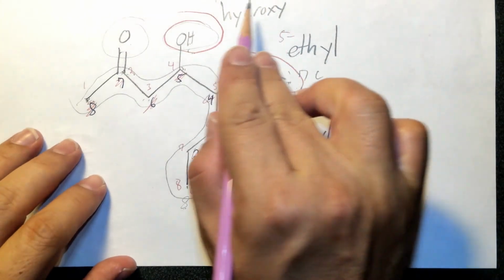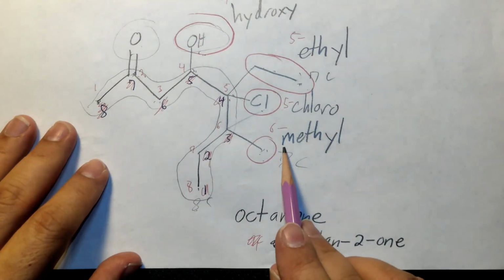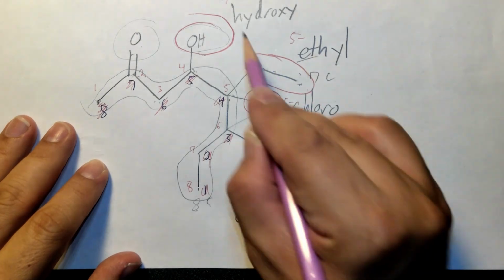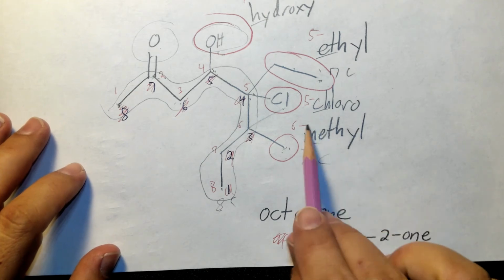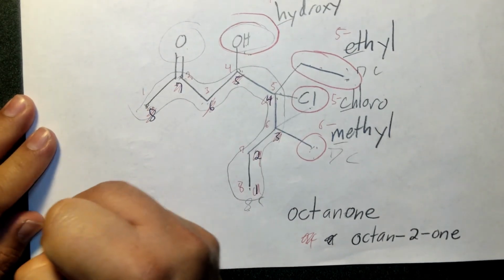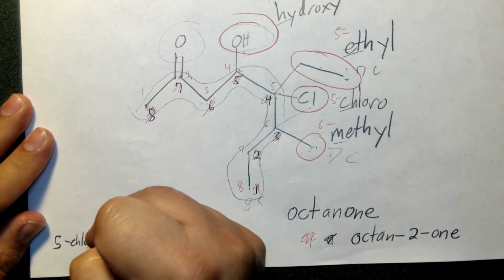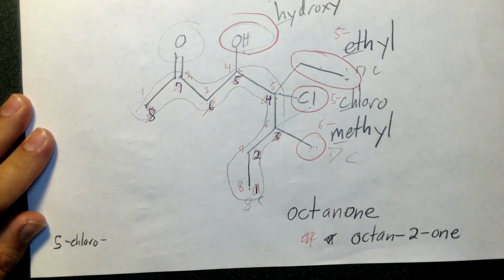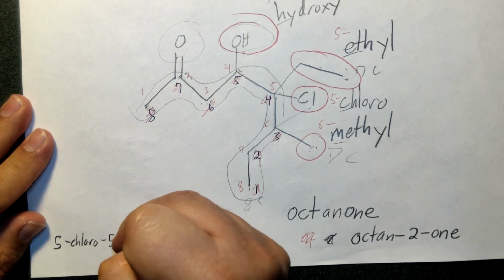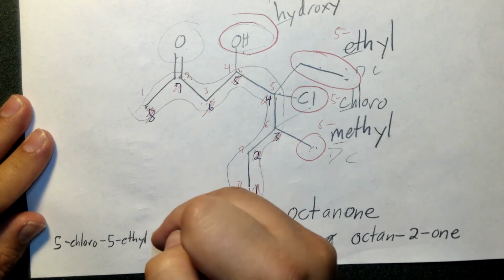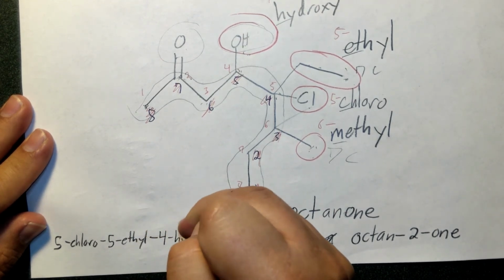Now, how do you put all the substituents together? You put them together alphabetically. So M, C, E, H. And so it becomes, what do we got first? We have C, so it becomes 5-chloro. And the next is E, 5-ethyl. Next is H, 4-hydroxy.